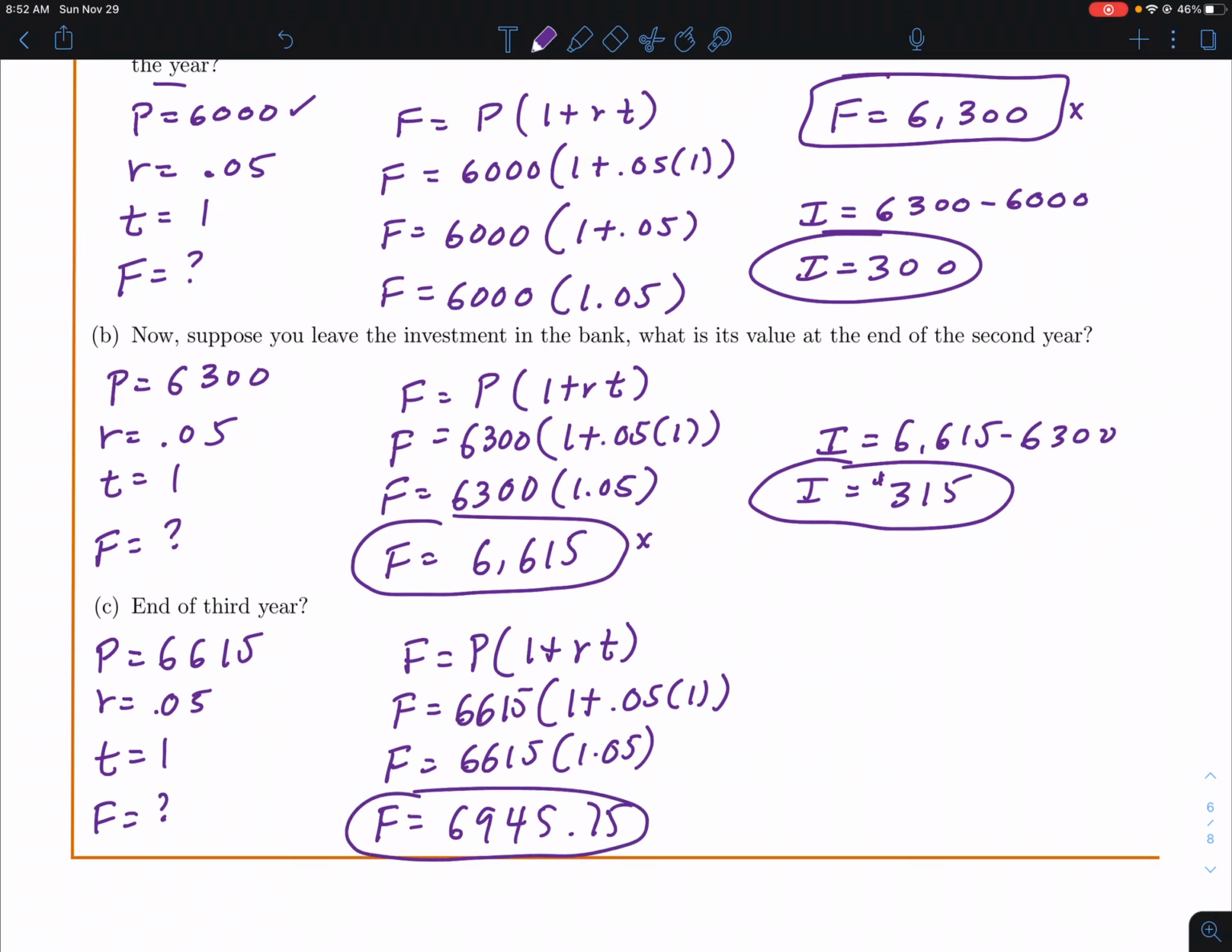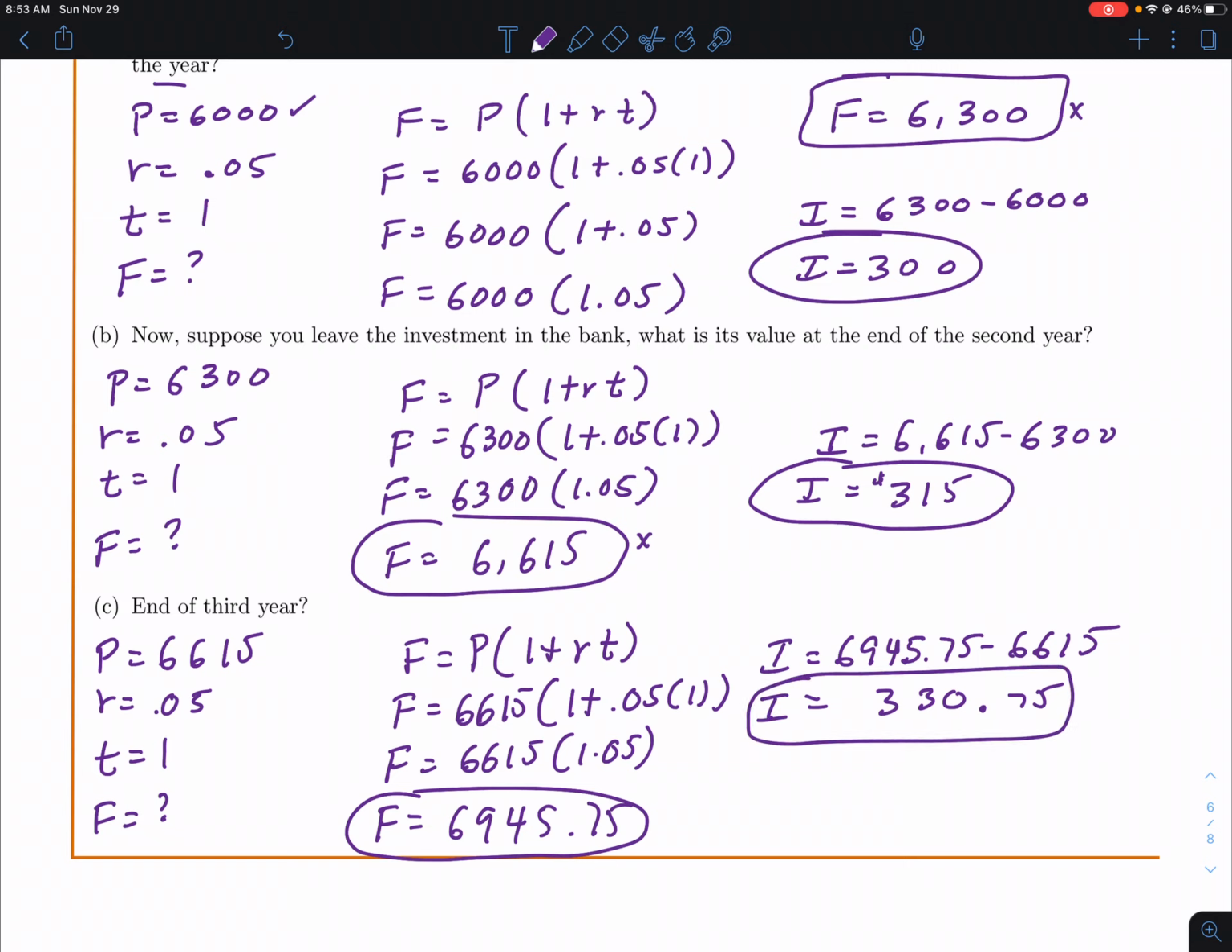0.75. And so again, if we wanted to figure out how much interest we earned in that year, we would just do 6,945.75 minus the previous year. So in this case, we'd get, let's see, 330.75. All right. So if you notice, each time we're earning a little bit more interest. So it's not the same. So even though we're using the same interest rate and all that stuff, because the principal increased, the amount of interest that we're earning each time increases.